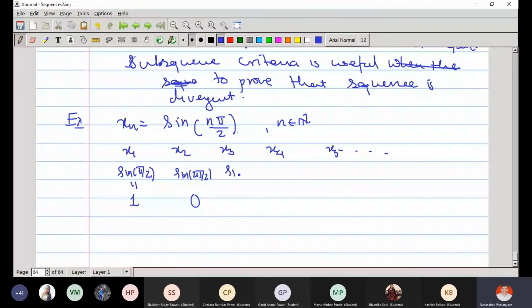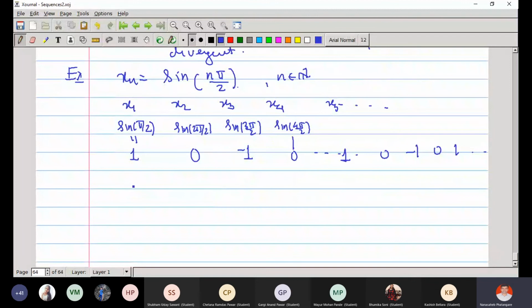What is x3? Sine 3 pi by 2, which is minus 1. So what is x4? Sine 4 pi by 2, which is sine 2 pi, which is 0. Now you can understand what x5 is. The terms are 1, then 0, then minus 1, then 0, then 1, and so on. Now can you produce a subsequence which is divergent?